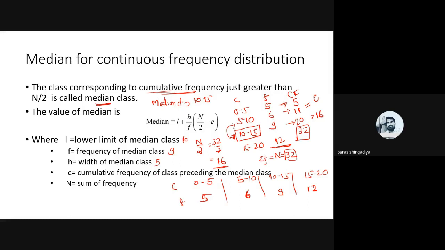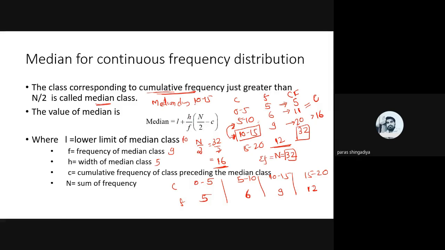Clear? We consider the cumulative frequency of the class preceding the median class. This is the median class here, 10 to 15, and its preceding class is 5 to 10. According to 5 to 10, 11 is the CF, so C is equal to 11. And n is the sum of the frequencies, the total, which is 32 here. Now use all these values in the formula L plus h by f in the bracket n by 2 minus C, and you will get the answer for the median.